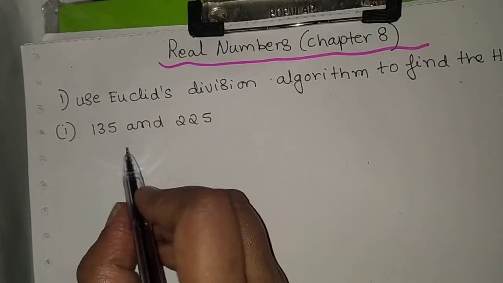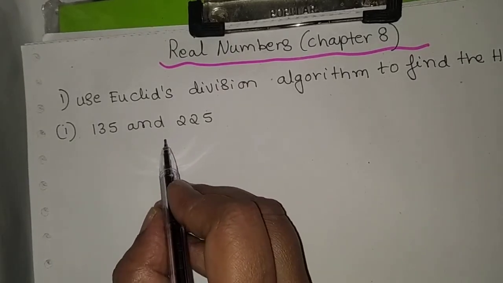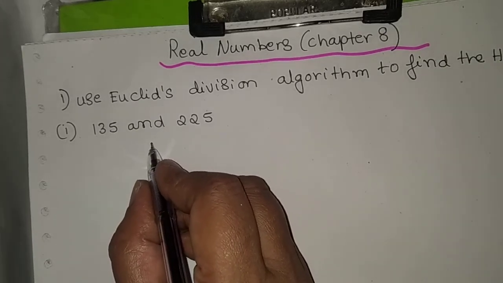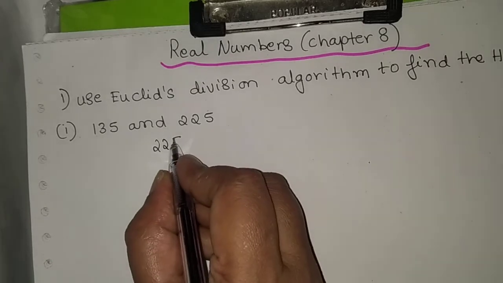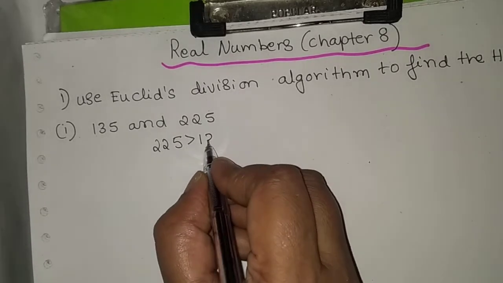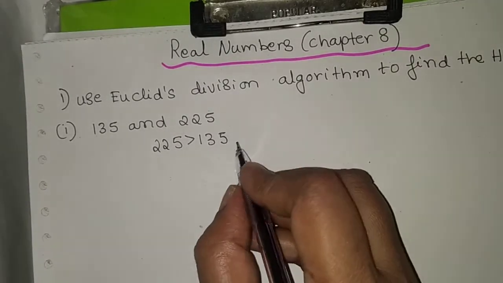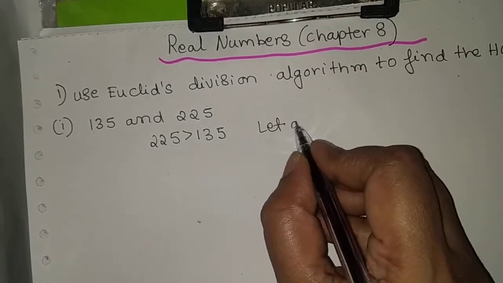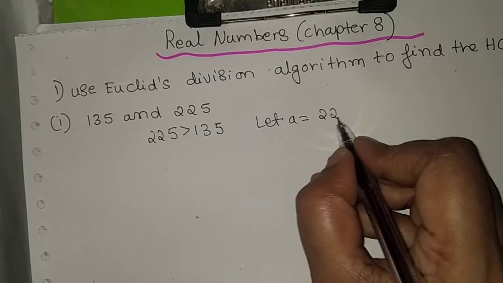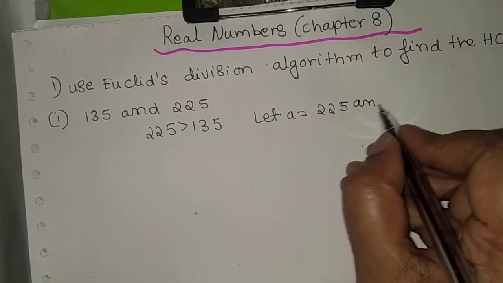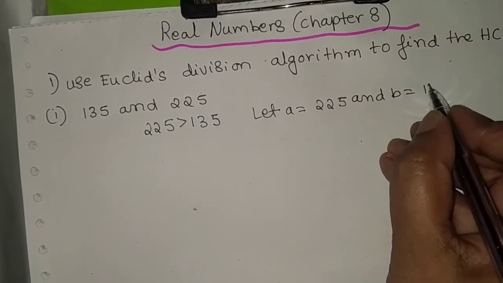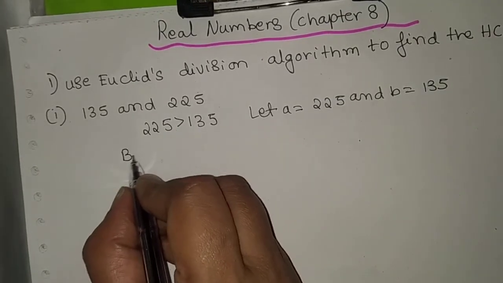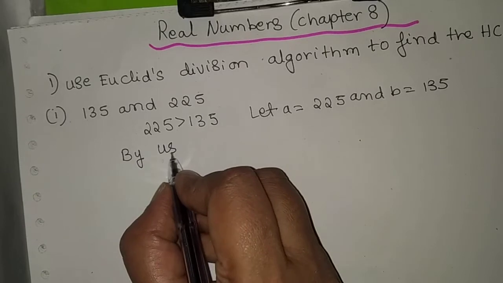So first step, that is 135 and 225. Here we see that 225 is greater than 135. So let A is equal to 225 and B is equal to 135. So the next step is by using Euclid's algorithm.